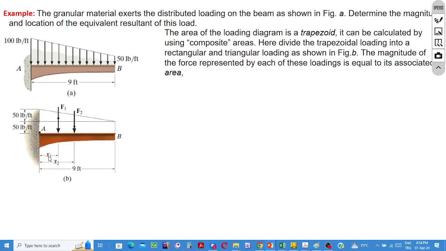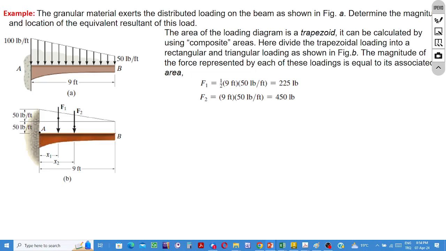Okay, x1 is the coordinate for the centroid of the triangle. It is a third of the width of the triangle. The width of the triangle is 9 feet. A third of it is 3 feet. For a rectangle, the coordinate of the centroid is equal to half of the width of the rectangle. It is 4.5.